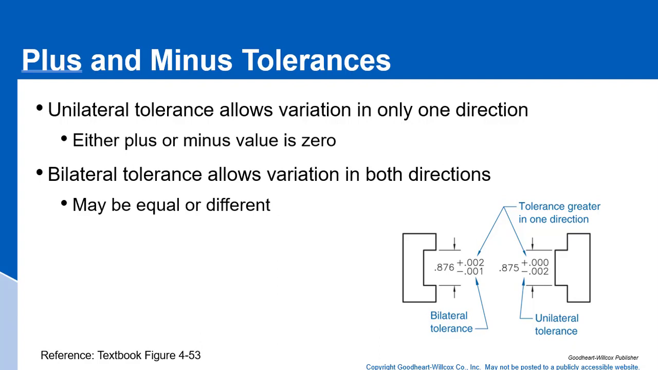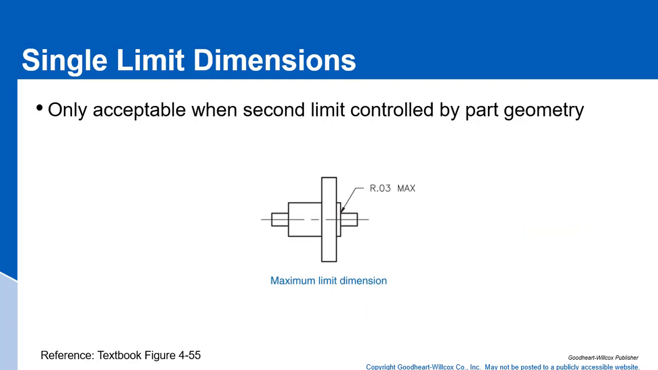Now, single limit dimensions. Limit dimensions are only acceptable when a second limit is controlled by part geometry. So in this case, our radius is 0.03 max. Our minimum radius would have to be a sharp corner or 0. So as long as the radius here is somewhere between 0 and 0.03, then the part is acceptable. That is a single limit dimension. That comes with a max or a min type, just like we're shown right here.